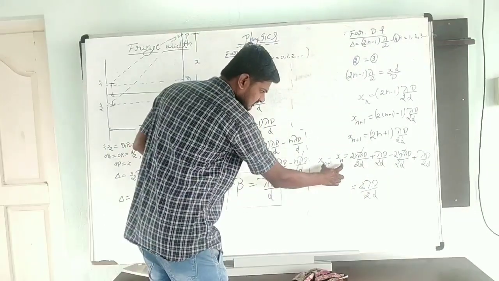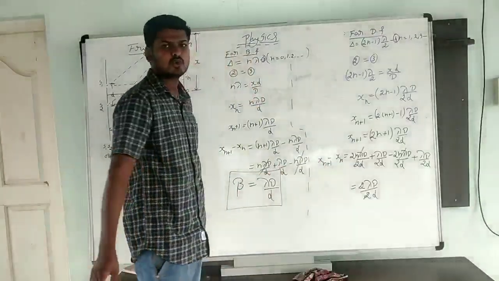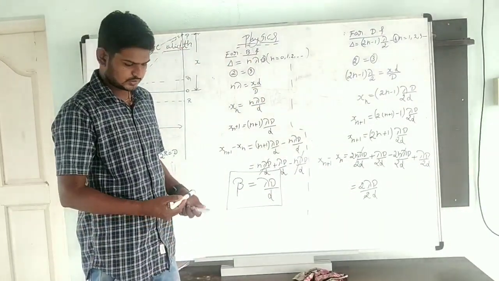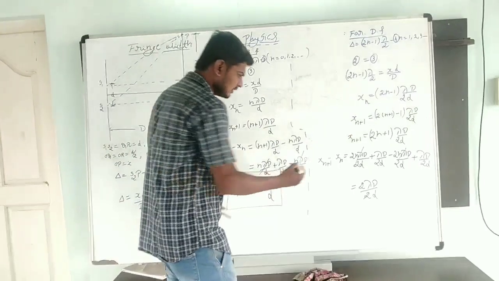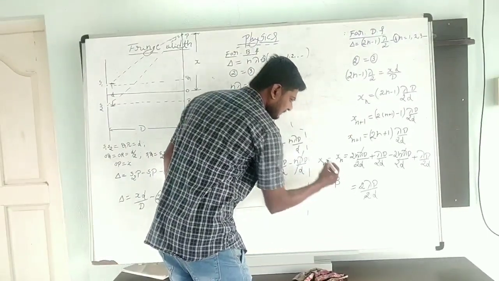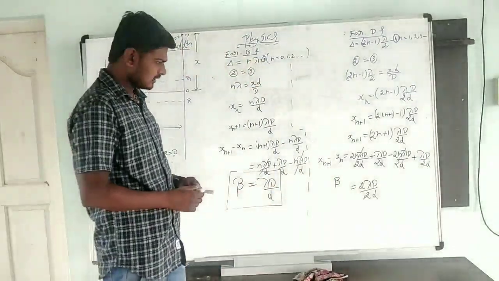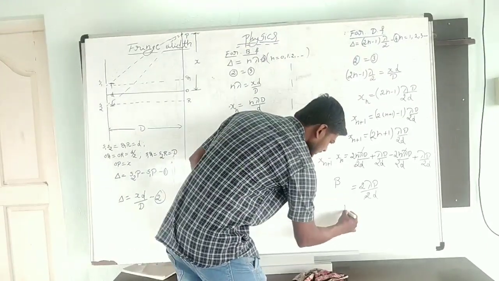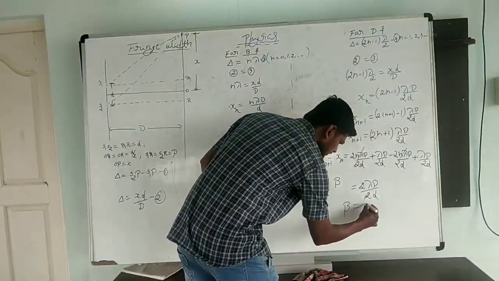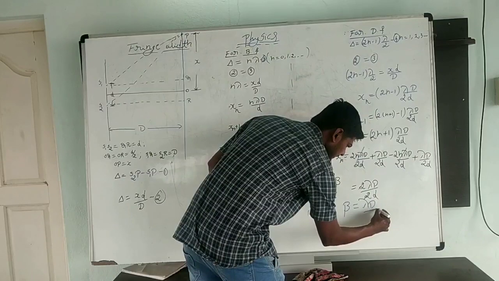Now this distance, the distance between two successive dark fringes, what we call, that is only fringe width beta. This is fringe width beta. Now fringe width beta is equal to lambda D divided by small d.